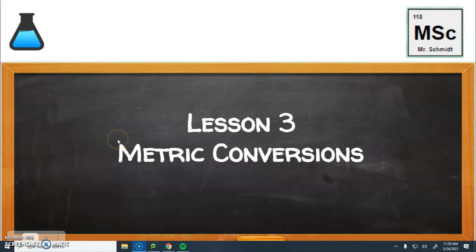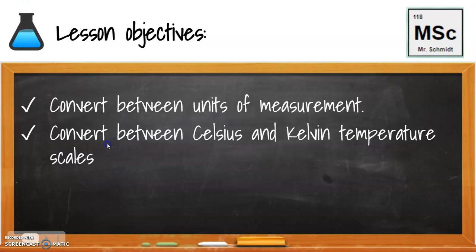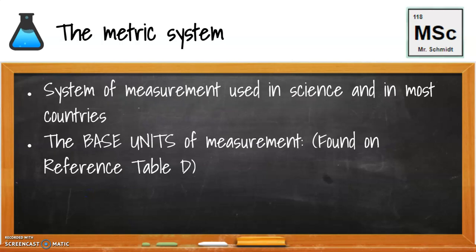All right, so for metric conversion, this is our lesson three. The lesson objectives for today are for you to be able to convert between units of measurement and convert between Celsius and the Kelvin temperature scale. These will be things that we'll be using primarily when we're working with math figures in our data and also in the lab.